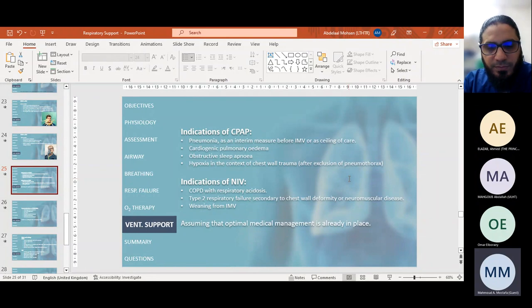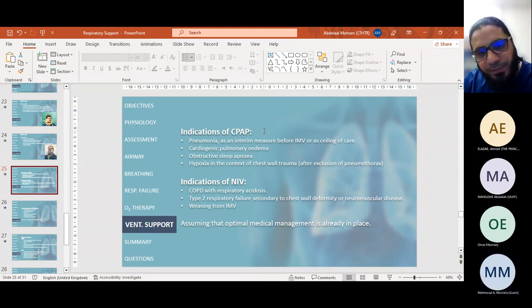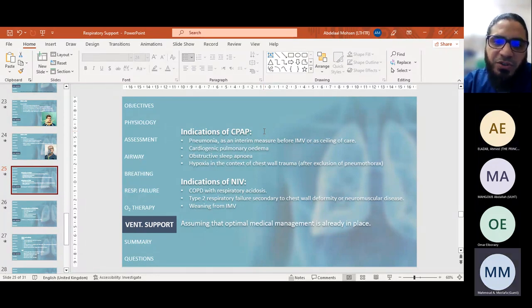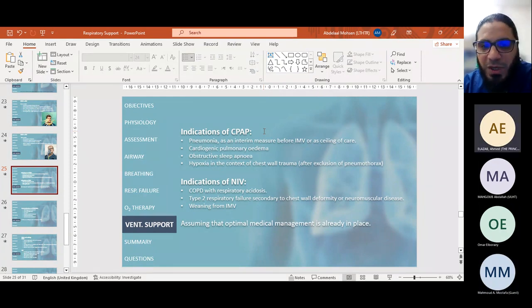Okay, so in cardiogenic pulmonary edema, it is CPAP and not non-invasive ventilation. CPAP is mainly to improve the patient's oxygenation, and it will help slightly in the work of breathing, but it's not the main idea of it. The main idea is just to give the patient more oxygen with a very high flow, and this high flow will give a bit of pressure. But the main aim of CPAP is just a flow of air.